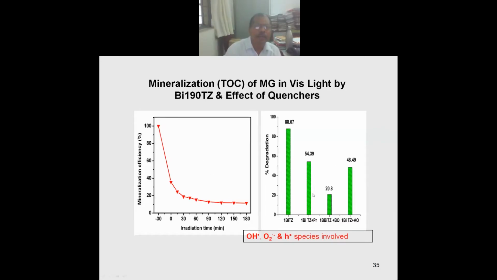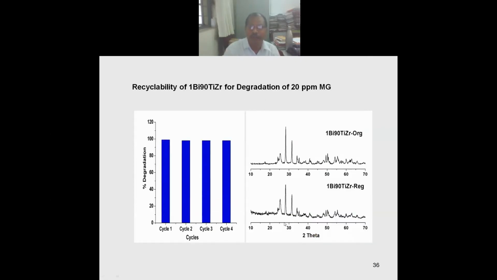And this is the quencher study that we performed using different quenchers like benzoquinone, ammonium oxalate, and isopropanol, and the degradation efficiency is decreased using the different quenchers. And these are the hydroxyl radical, superoxide ion, and hole. These are the species which are responsible for the degradation.